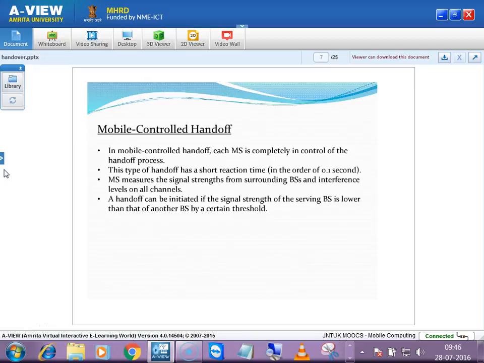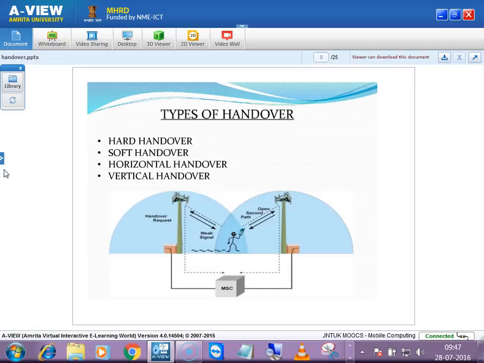See, handoff can be initiated if the signal strength of the serving cell is lower than another base station by a certain threshold. Actually, for every base station, we will have threshold levels. For triggering this handover, we have different algorithms, like event-based algorithms and measurement-based algorithms. Event-based means we have one threshold value for each base station. If mobile is moving from base station A towards base station B, and the signal strength of base station A falls below this threshold, then only you can hand over to the other cell. So the threshold values are maintained for each and every base station.